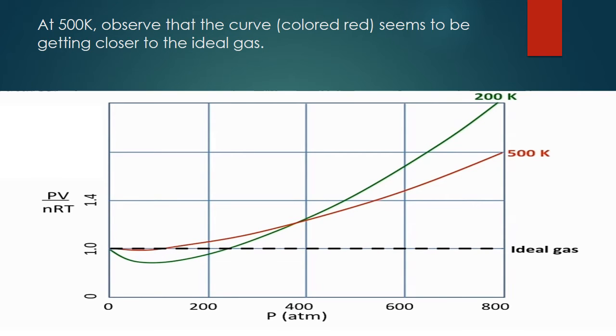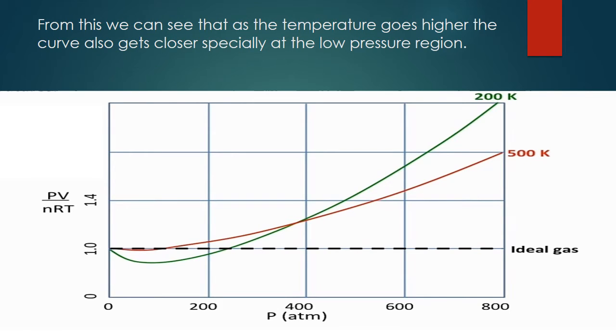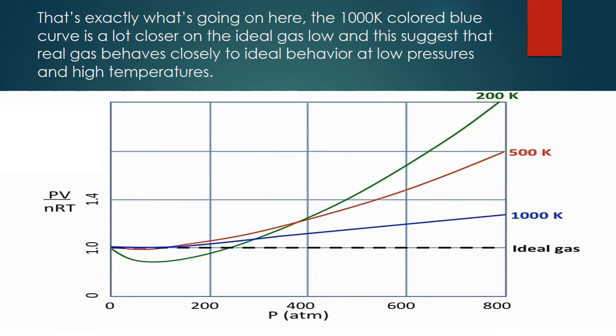At 500 Kelvin, observe that the curve colored red seems to be getting closer to the ideal gas. From this we can see that as the temperature goes higher, the curve also gets closer, especially at low pressure. The 1000 Kelvin blue curve is a lot closer to the ideal gas law, and this suggests that real gas behaves closely to ideal behavior at low pressures and high temperatures.